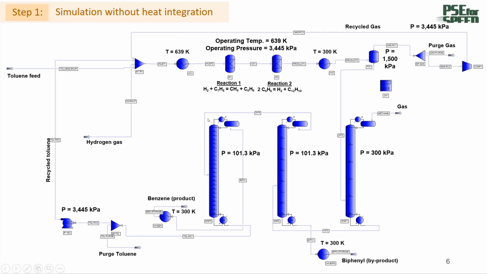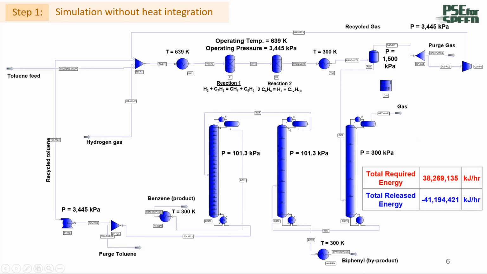feed mixture. So for the first step, the simulation without heat integration, after we have evaluated all of the duty and the work, we have computed the total required energy and the total released energy here, where the total required energy is approximately 38.2 million kilojoules per hour, and the total released energy is approximately minus 41.2 million kilojoules per hour. So in the next step, we will find a way to reduce this number, and we will see how much we can reduce it.